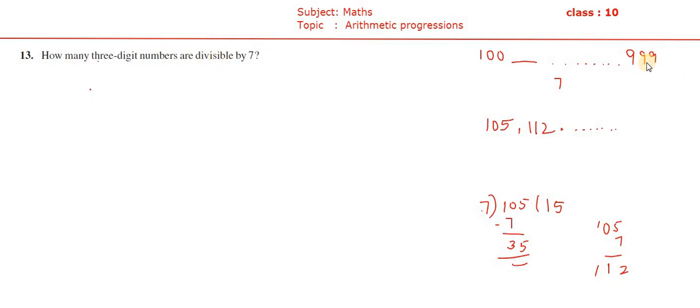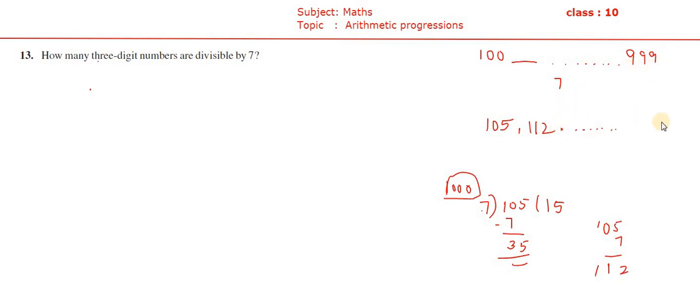So now we'll check with 999. 999 is not divisible by 7. Then what about the other number, 998? We cannot take 1000, why? Because 1000 is a 4 digit number. They asked us only 3 digit numbers, so 1000 is not possible.